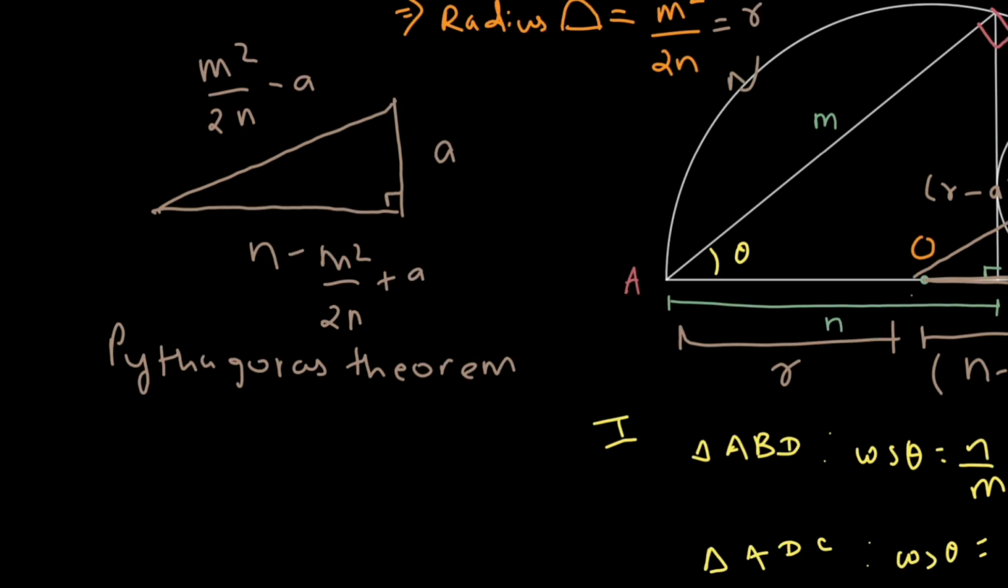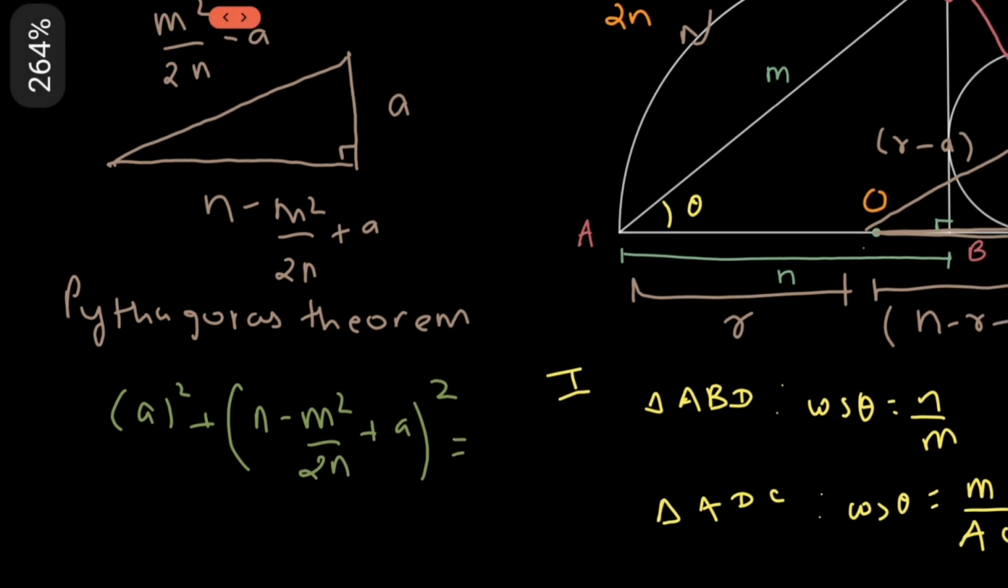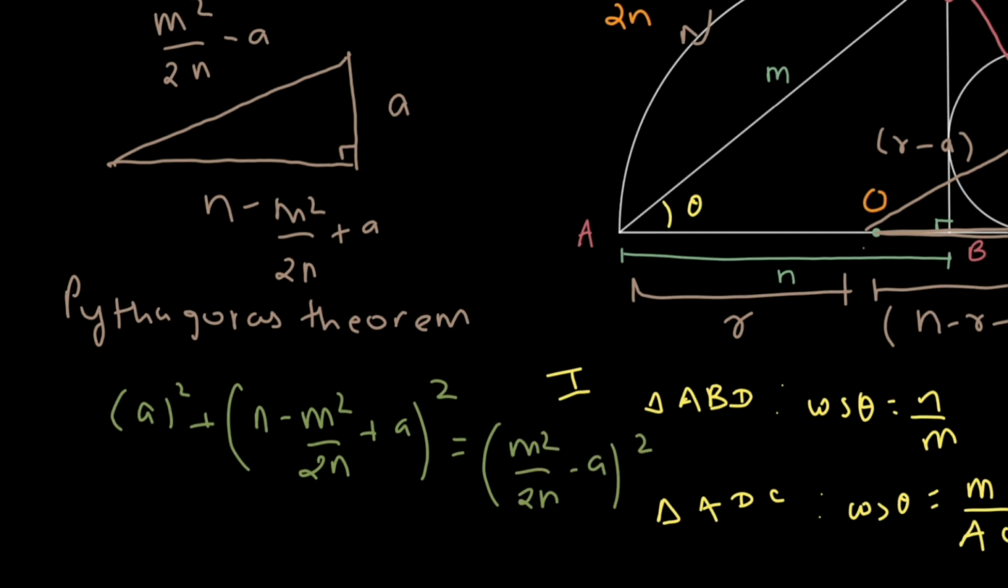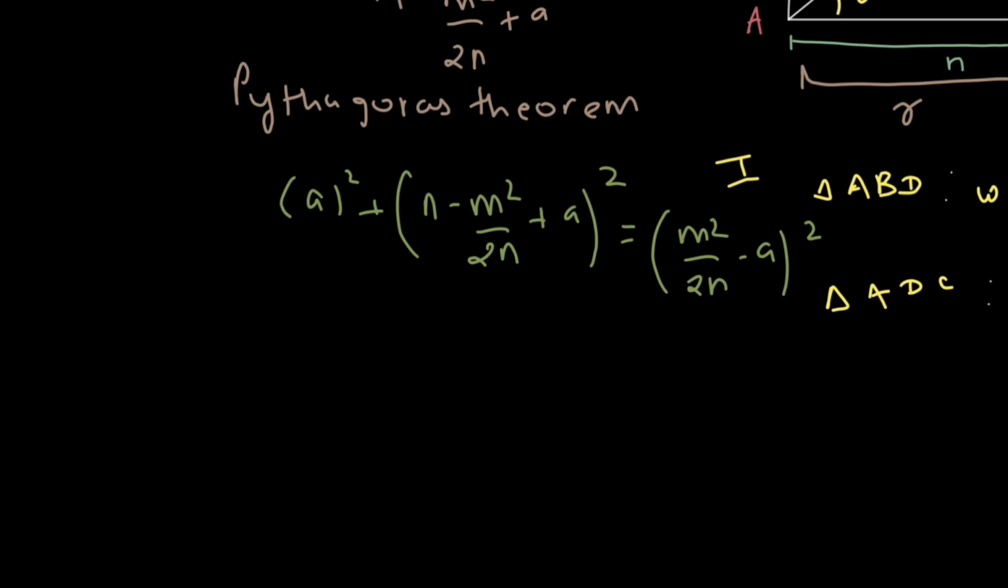So as per the Pythagoras theorem, the height square plus the base square, so (n minus m) square upon 2 times (n plus a), the complete square, is equal to the hypotenuse square, that is (m square upon 2n minus a), the complete square. Now let us simplify this. So a, the complete square, becomes a square plus this, the complete square.